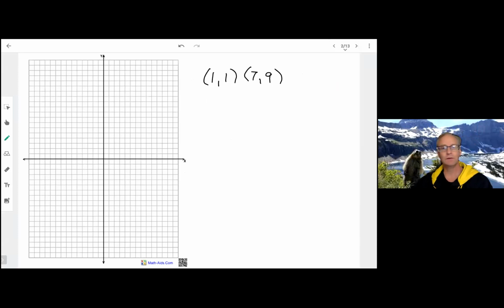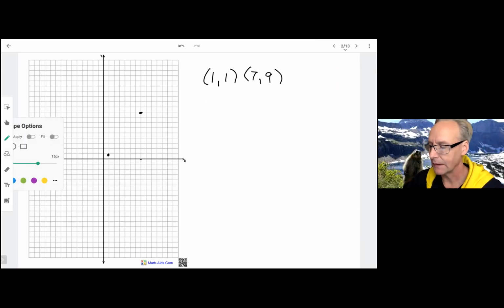If I'm given these 2 points and I want to find the midpoint, the slope, and the distance, let's go ahead and graph them first. I think a picture is always helpful. So the point (1, 1) is located right here, and the point (7, 9) is right there. And I may be interested in the line between them.